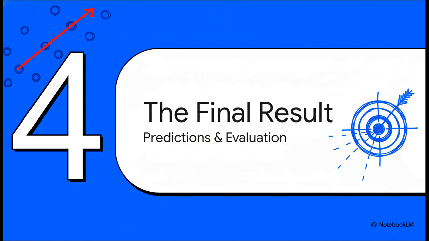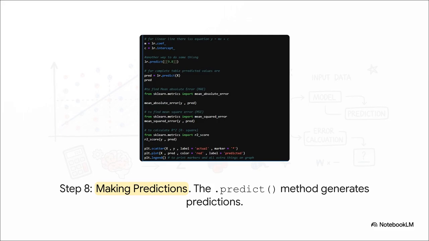Our model has finished its training. Now for the really exciting part, let's put it to the test, see what it can predict, and then grade its performance to see how well it actually did. Because the model is now trained, we can use the .predict method to ask it for a prediction. We can give it any new CGPA value, like the ones from our test set that it's never seen, and it will use the m and c it learned to calculate a predicted salary package.